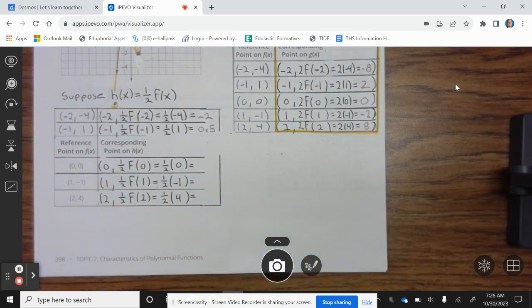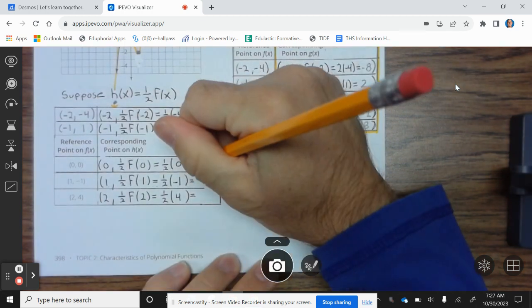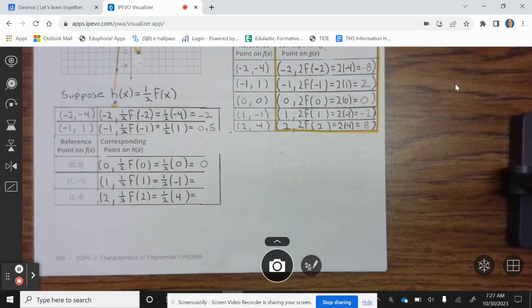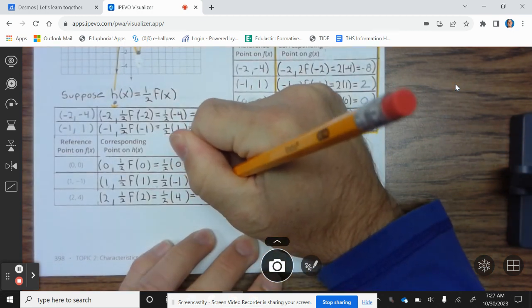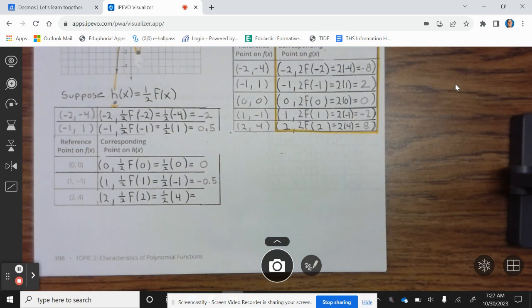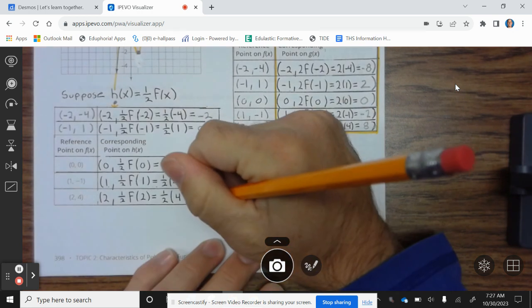When the reference point is 0, 0, the corresponding point on h of x is 0, 1 half f of 0 equals 1 half of 0, which equals 0. When the reference point is 1, negative 1, the corresponding point on h of x is 1, 1 half f of 1 equals 1 half of negative 1, which equals negative 0.5. When the reference point is 2, 4, the corresponding point on h of x is 2, 1 half f of 2 equals 1 half of 4, which equals 2.